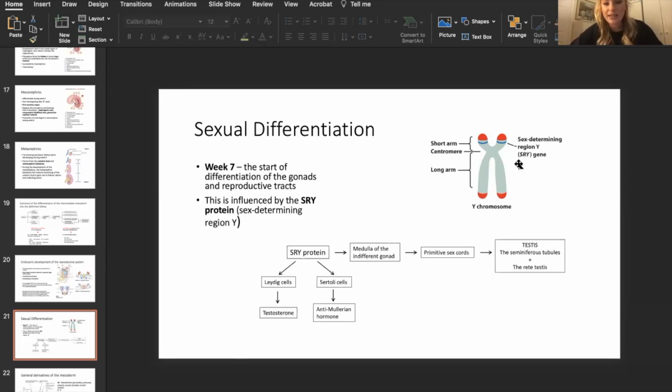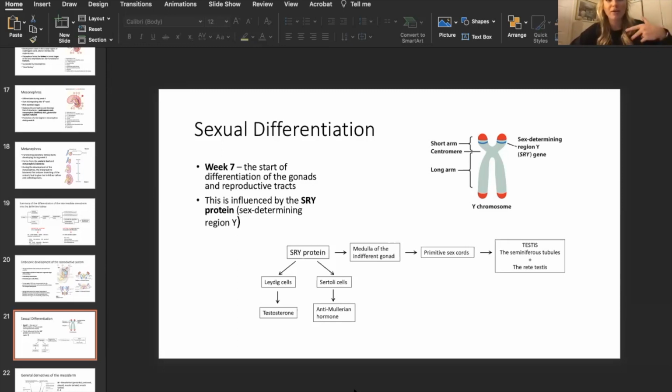It needs to be active on the Y chromosome to induce sexual differentiation. And like I've just said, this determines gonadal differentiation, development of the internal ducts, external genitalia, and also gonadal descent, as well as brain sex. So you can see on this flow diagram, we've got the SRY protein, and this is in a male, so we've got the production of Leydig cells, which produce testosterone, and we've got the Sertoli cells, which are like a supportive cell in the testes, and they produce the anti-Mullerian hormones.